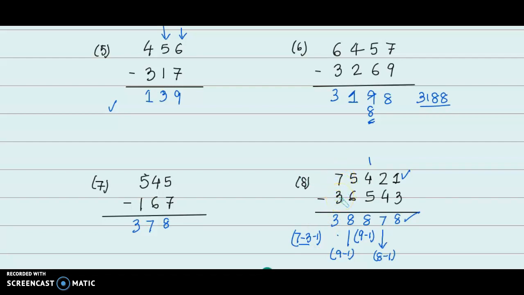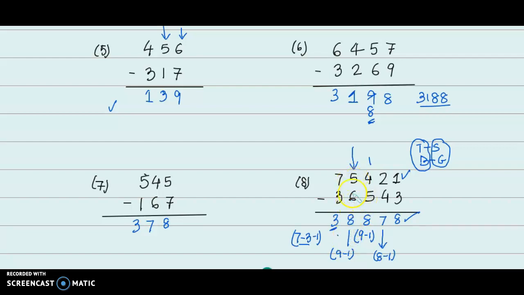7 minus 3 is 4 and 4 minus 1 is 3 in the very first step. Why did I subtract? Because for the next set of digits, the top one is smaller and the bottom one is greater. Whenever you get this situation, where the top one is smaller and bottom one greater, you have to subtract 1 from the one on which we are performing subtraction. So that is what I have done.